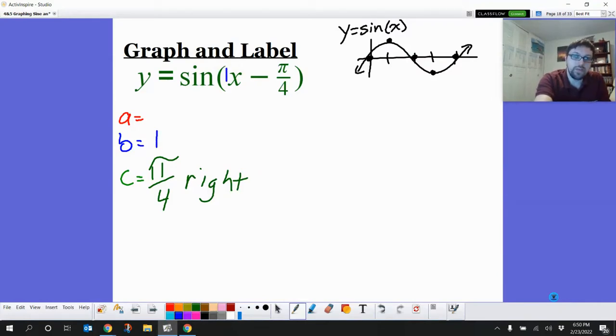Our b value is 1. There's still a 1 right next to that x. So our period is going to be 2 pi over whatever our b value is, which is 1. So that is 2 pi. And our amplitude is going to be 1. So there's a 1 right in front of there. So that's how far up and down we need to shift.